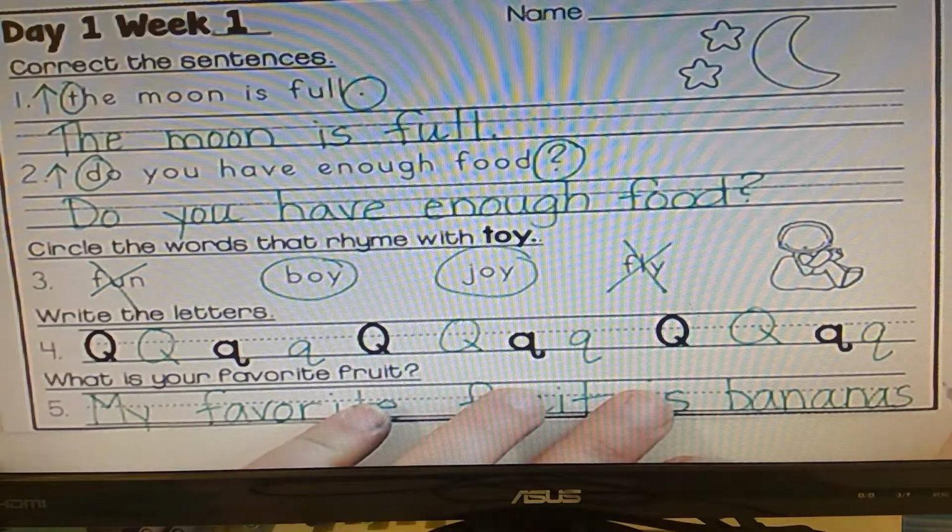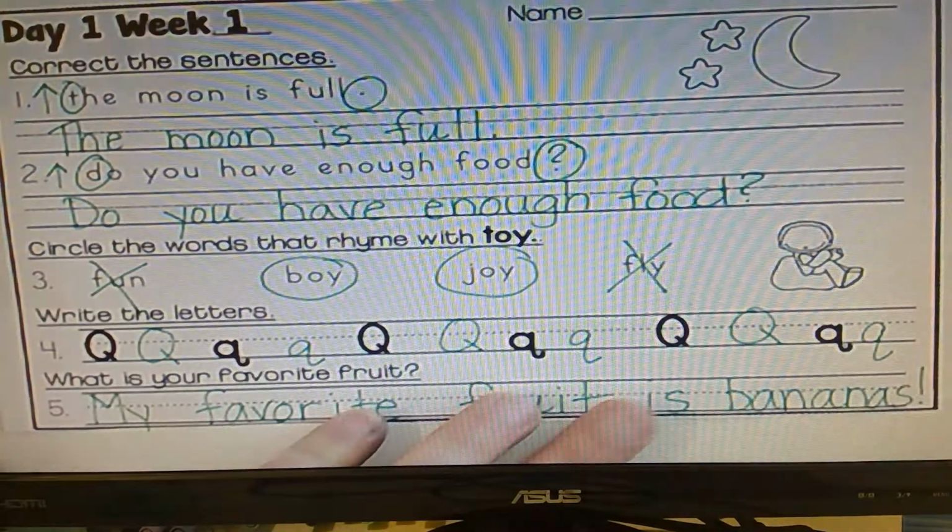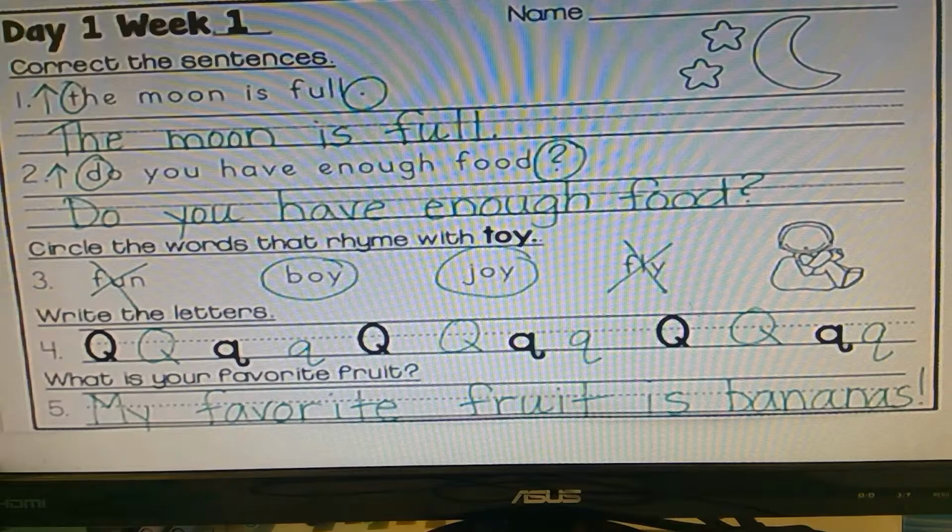Now we all know that I actually love apples, but this is what I'm writing here for today. Good job, guys.